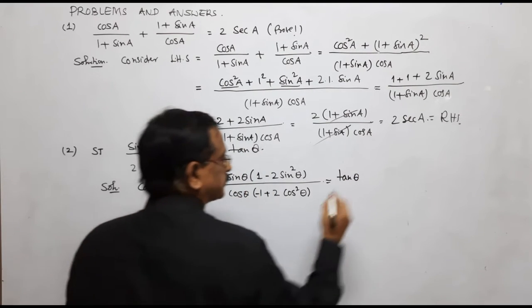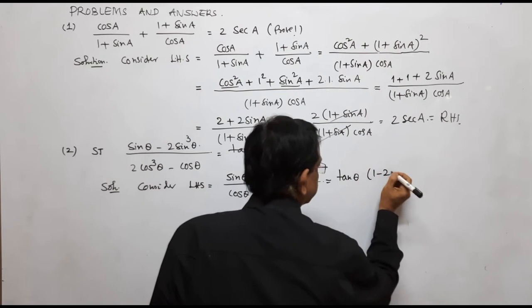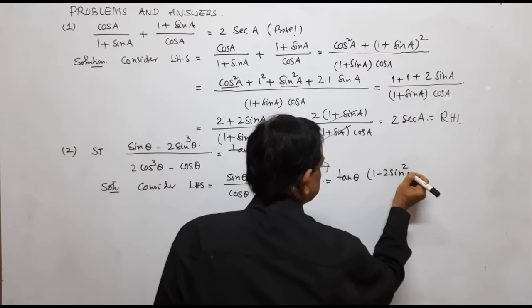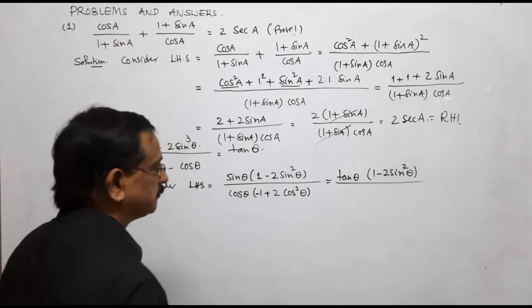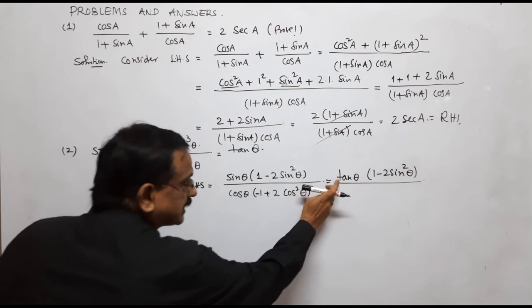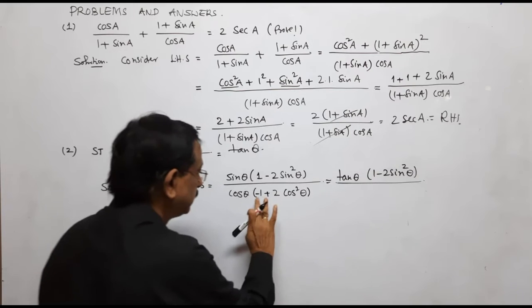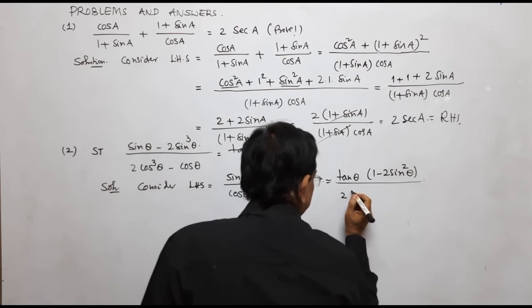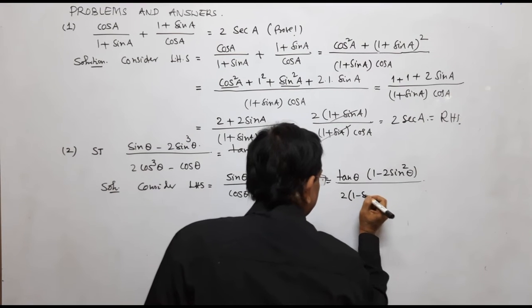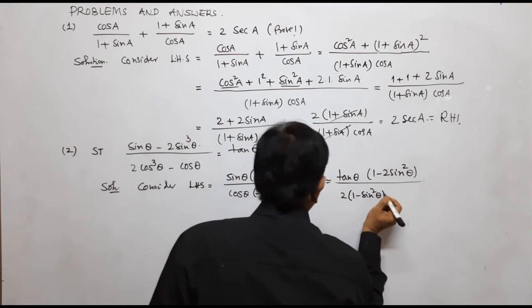Now 1 minus 2 sin square theta, I don't want to tamper with it. I don't want to simplify it. Simply I will keep it like that. Now sin theta by cos theta is tan theta. I have written that. I am left over with 2 cos square theta minus 1. So 2 into, for cos square theta I can write 1 minus sin square theta.